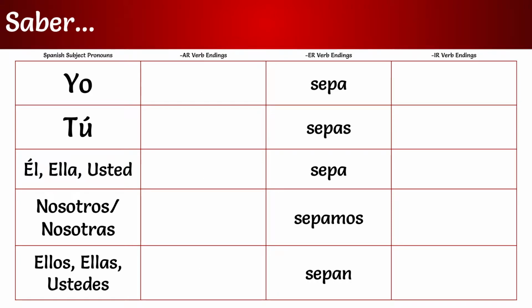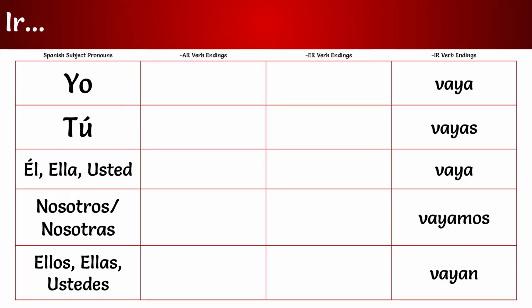Another example will be with saber, where it would be yo sepa, tú sepas, él, ella, usted sepa, nosotros y nosotras sepamos, ellos, ellas, ustedes sepan. And lastly, we have ir, where it would be yo vaya, tú vayas, él, ella, usted vaya, nosotros y nosotras vayamos, ellos, ellas, and ustedes vayan.